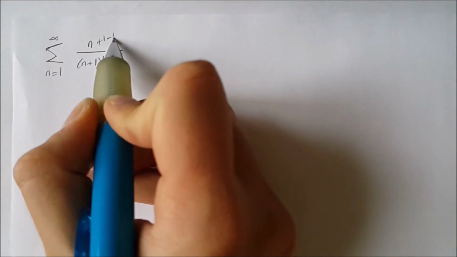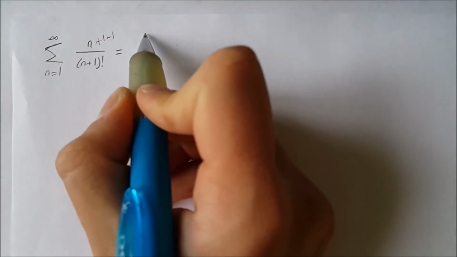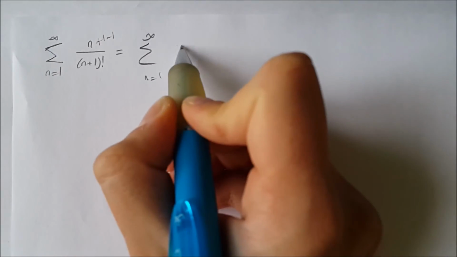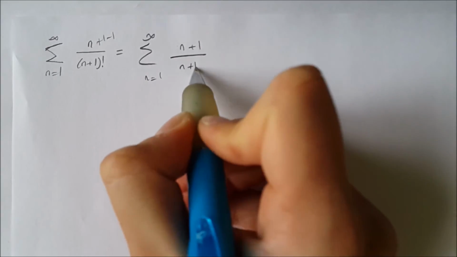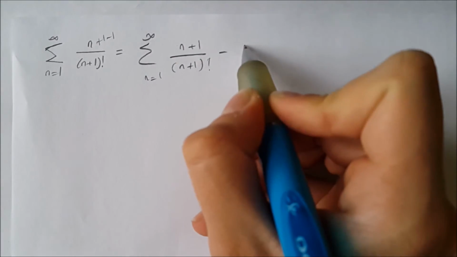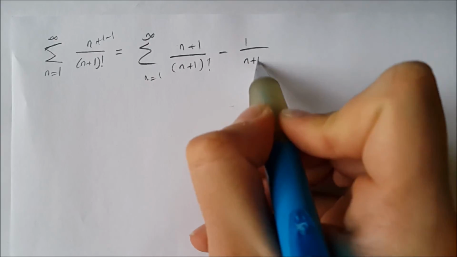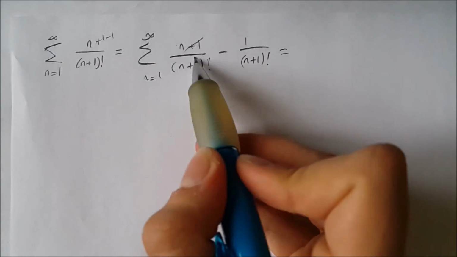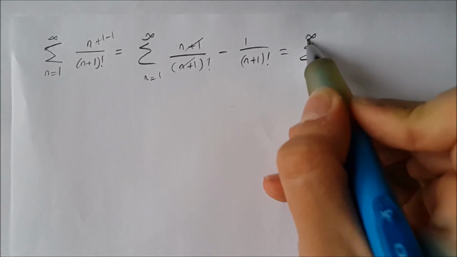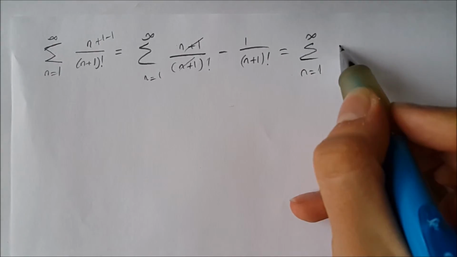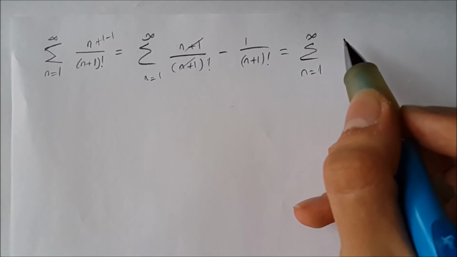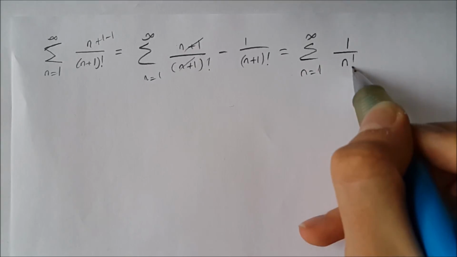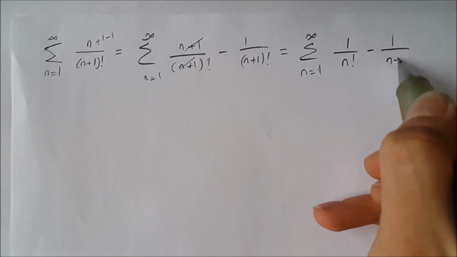This is a tricky one because it's hard to see that this series is a telescoping one. If you apply the trick of plus 1 minus 1, you can see that this series is equal to (n plus 1) over (n plus 1) factorial minus 1 over (n plus 1) factorial. Then, if you cancel these out and simplify that expression, you would get 1 over n factorial minus 1 over (n plus 1) factorial.